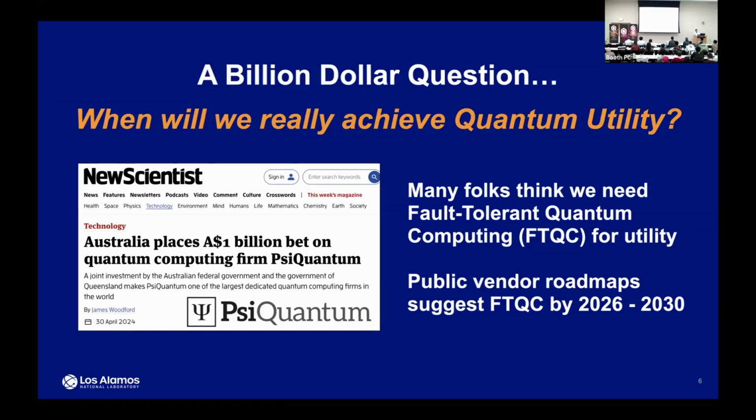Now, if you look at public vendor roadmaps, they suggest these fault-tolerant quantum computers could come as early as 2026, but maybe as late as 2030. So pretty soon. Based on this information, quantum utility would come in 5 to 10 years from now. I think there's plenty of people who would say that's a really crazy soon thing, and they think it's going to be more like 20 or 30 years. But if you believe fault-tolerant quantum computing could be useful for something, this is a reasonable target.